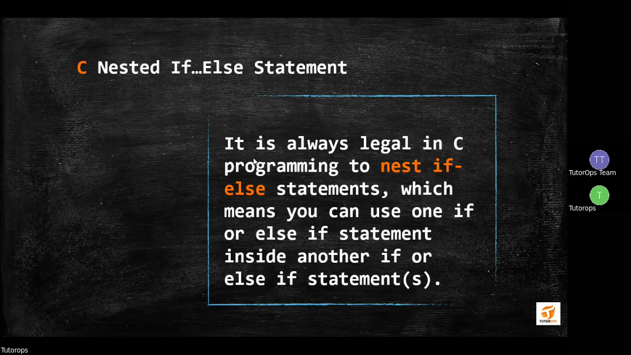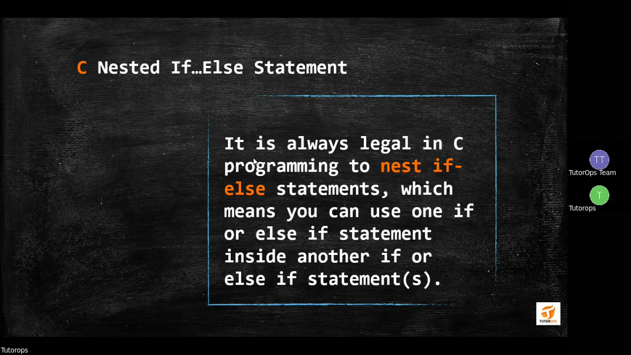Now we are going to the nested if else statement. What does it mean? It is always legal in C programming to nest if else statements, which means you can use one if or else if statement inside another if or else if statement. It's kind of like entering a house. In that house, another door is there. You are entering a house through a door, and after entering that house, another door is there to enter another room.